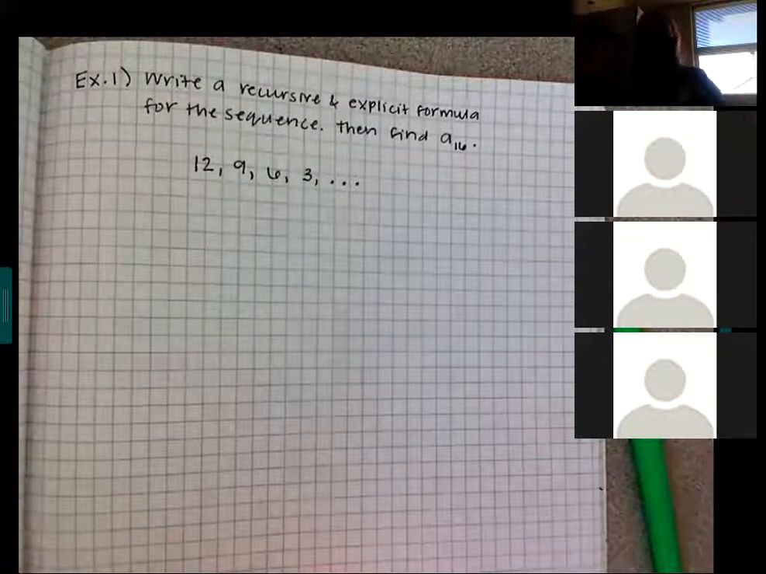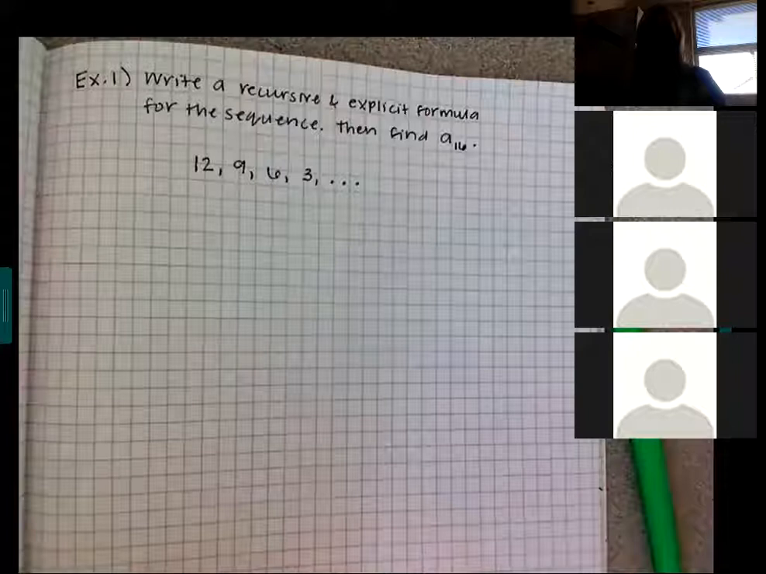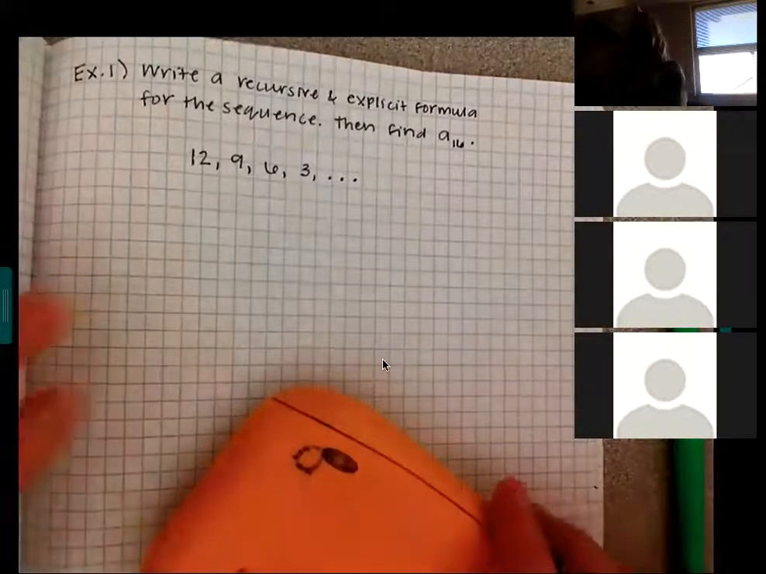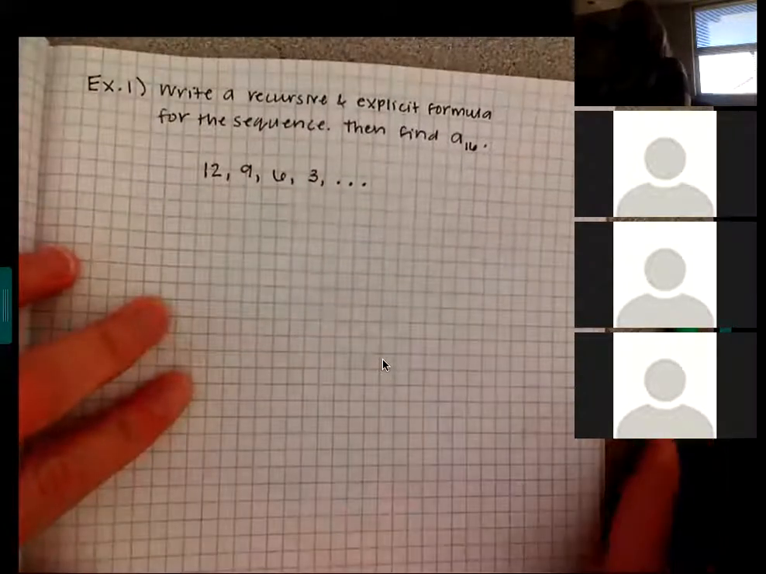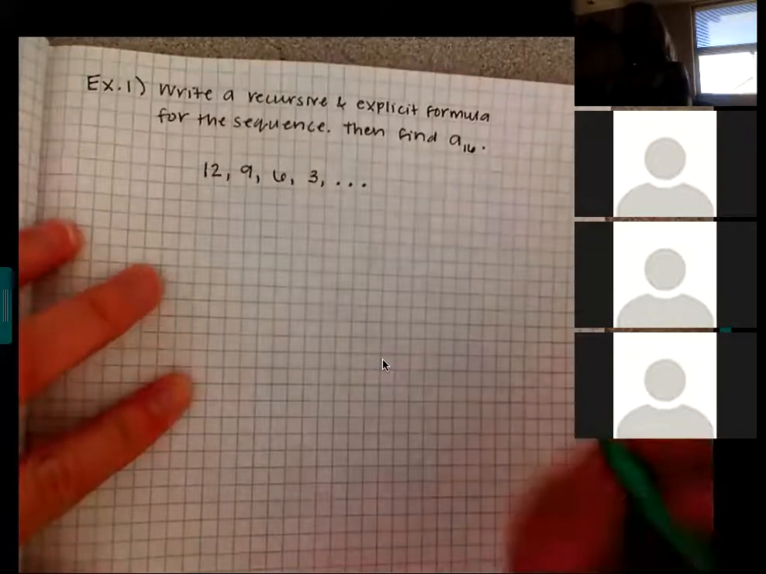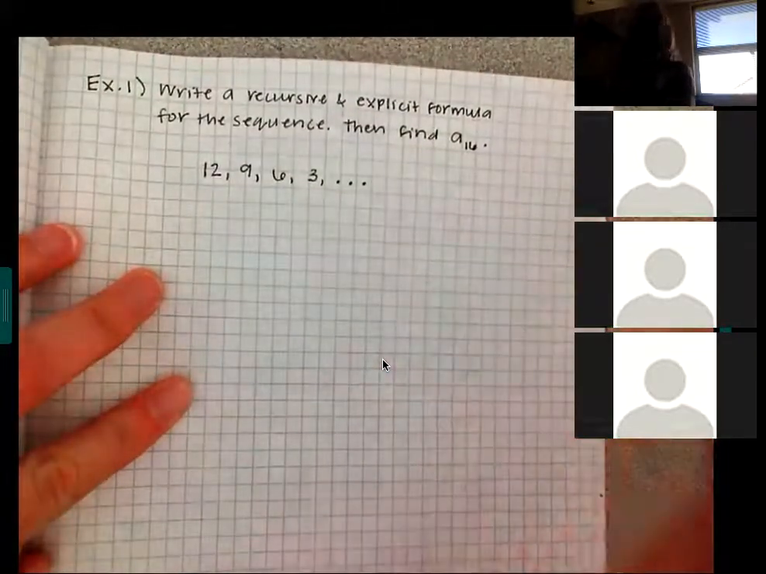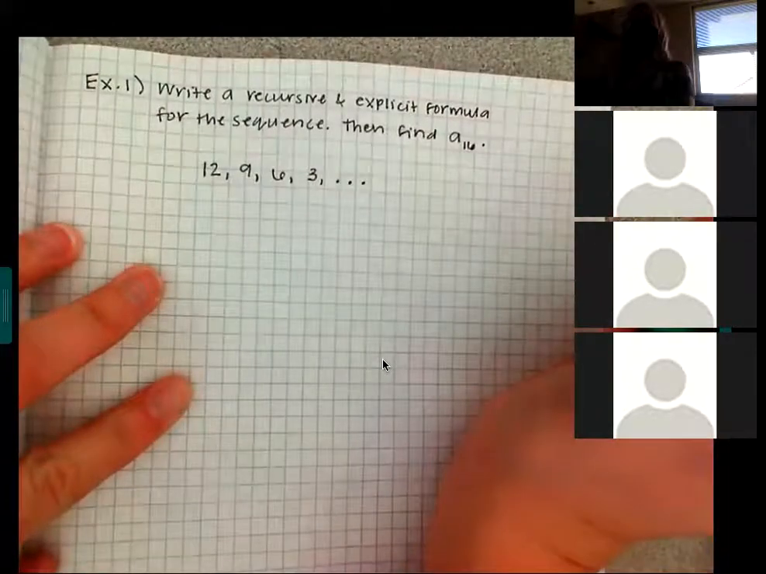All right, so you guys, while you're finishing writing, try to write the recursive formula we could use and the explicit, and then find a sub 16. We can't do it on Friday. We got a test review to go over. You have your final test for me on Monday.